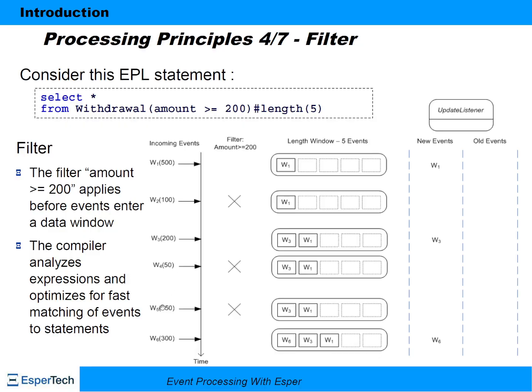When withdrawal event 5 with amount 150 comes in, since the amount value 150 does not satisfy the filter, the runtime ignores the withdrawal event 5. When withdrawal event 6 with amount 300 comes in, since the amount value 300 satisfies the filter, the runtime adds withdrawal event 6 to the data window and outputs the withdrawal event 6. And so on.